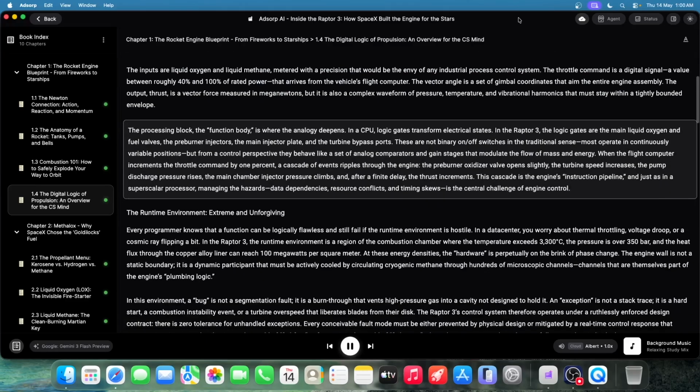The processing block, the function body, is where the analogy deepens. In a CPU, logic gates transform electrical states. In the Raptor 3, the logic gates are the main liquid oxygen and fuel valves, the preburner injectors, the main injector plate, and the turbine bypass ports. These are not binary on/off switches in the traditional sense. Most operate in continuously variable positions, but from a control perspective, they behave like a set of analog comparators and gain stages that modulate the flow of mass and energy.